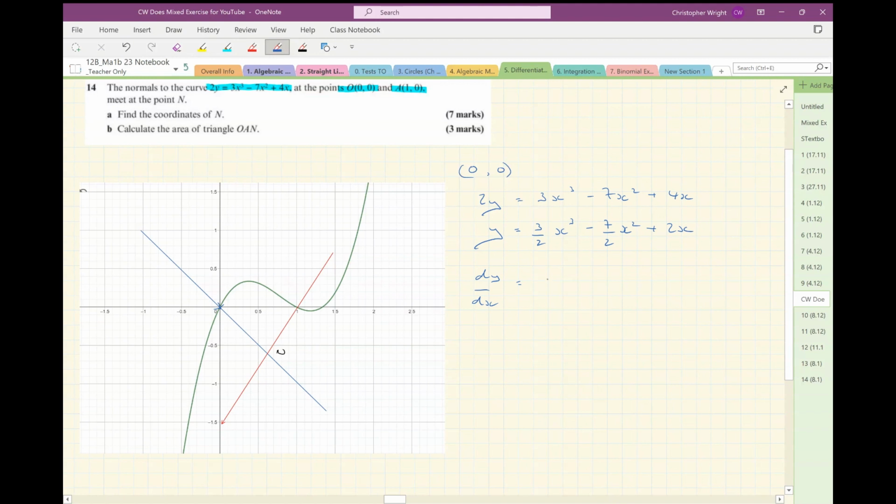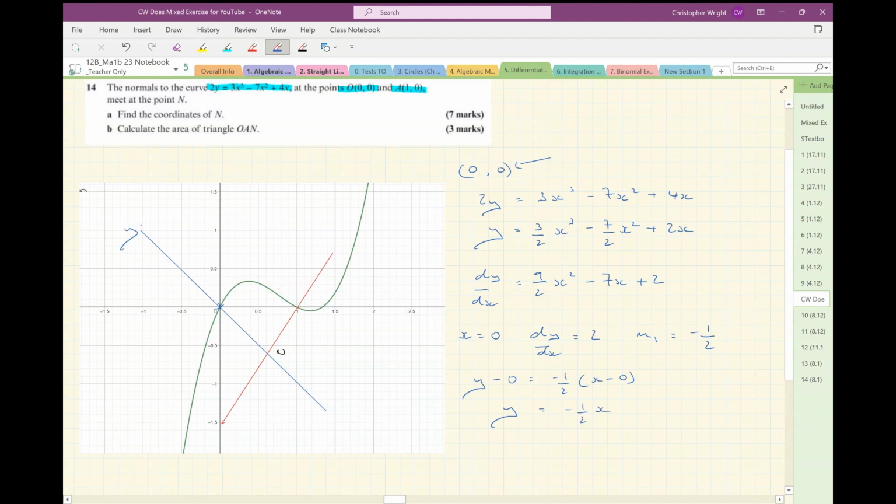That's going to give me 9 over 2 x squared minus 7x plus 2. So there's my gradient function. So let's have a look. When x equals 0, then the gradient will simply be 2, which would imply that the gradient of my normal is going to be the negative reciprocal of 2, minus a half. So that's great. Now I can simply write down the equation of that line. It's going to be y minus y1, but my point on the curve is (0, 0), isn't it? So y minus 0 equals minus a half times (x minus 0), or y equals minus a half x.